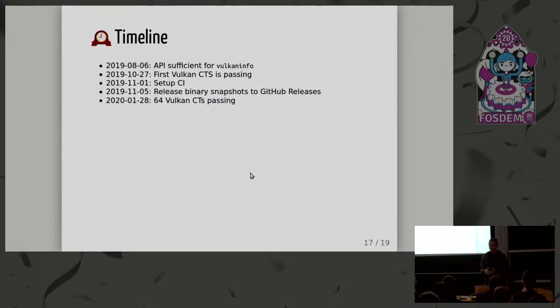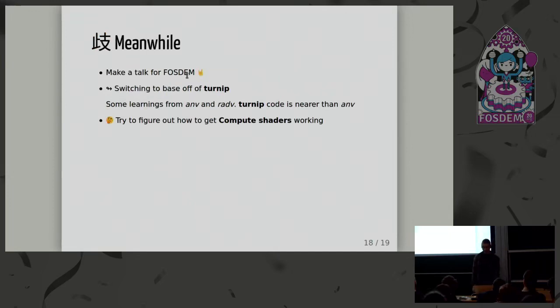So the timeline is roughly, I started probably somewhere in summer. Then around here, I had the vulkaninfo running, so the basic infrastructure for reporting the features and things. I had a first CTS test passing in October. Somewhere in November, I set up my CI. A few days after that, I released snapshots, which were not that sensical, let's put it that way. And somewhere in January, I had at least 64 CTS tests passing. That's not great, but it's enough for me, let's put it that way. Meanwhile, I also had to prepare a talk here.